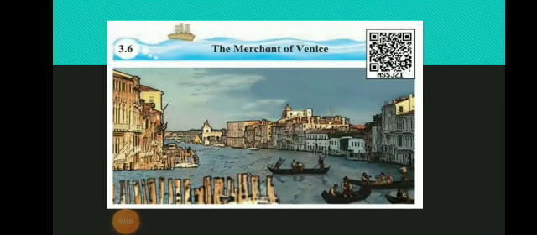So, children, let us start with chapter 3.6, The Merchant of Venice. The Merchant of Venice, children, is a 16th century play written by William Shakespeare, in which a merchant in Venice named Antonio defaults on a large loan provided by a Jewish moneylender, Shylock. It is believed to have been written between 1596 and 1599.